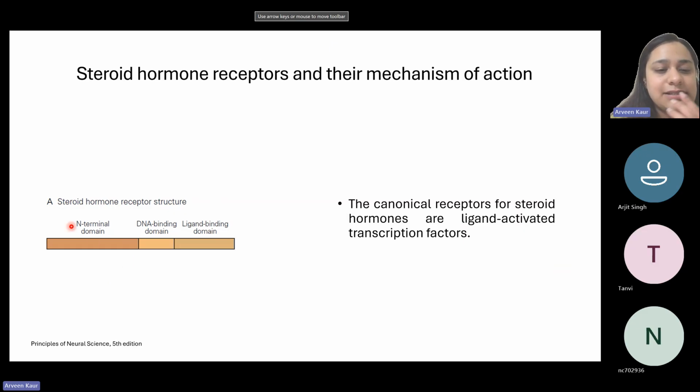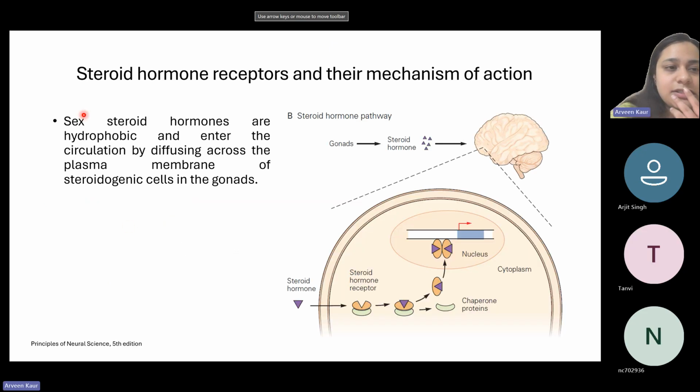So what is the structure? It has an N-terminal domain, it has a DNA binding domain, and it has a ligand binding domain, right? This ligand binding domain will bind to the ligand or bind to the hormone, right? The DNA binding domain is going to go and activate whatever transcription factor needs to be activated in the DNA inside the nucleus, right? So this is how they act, right?